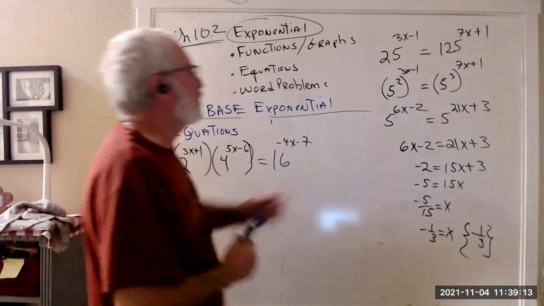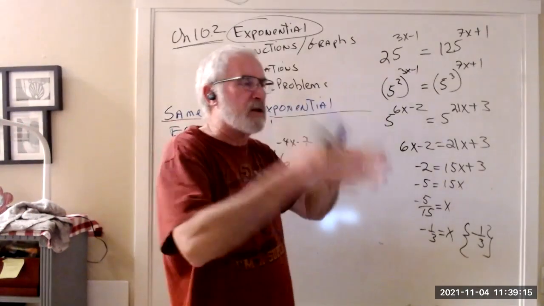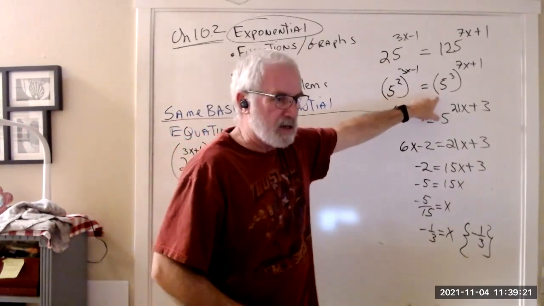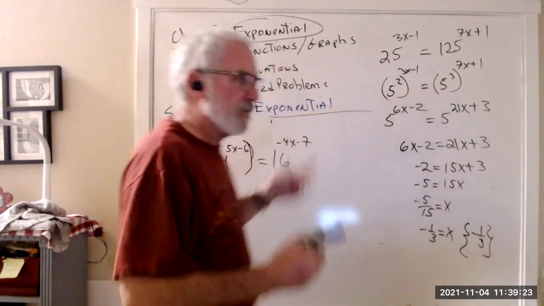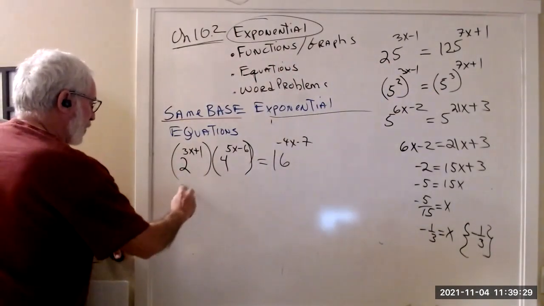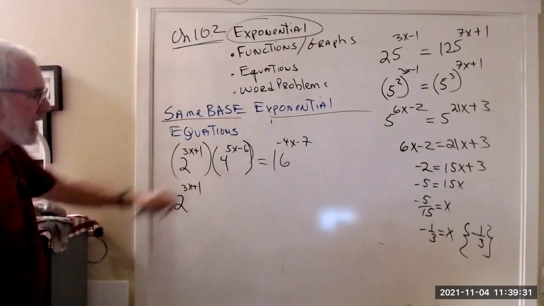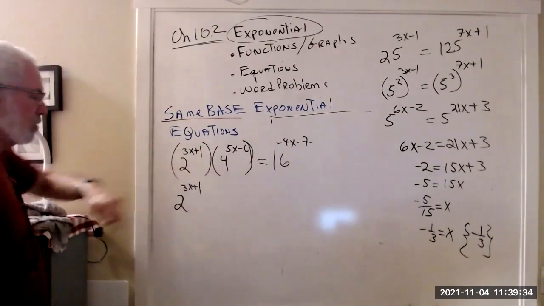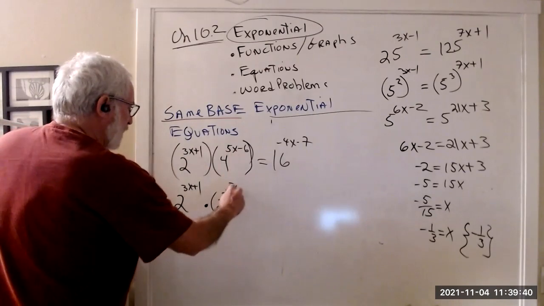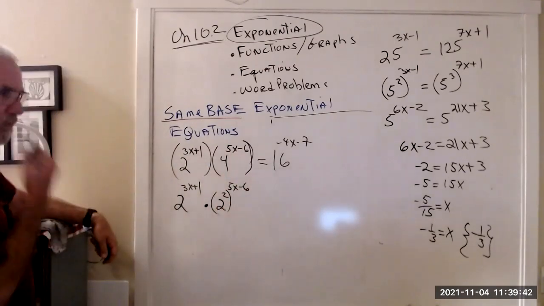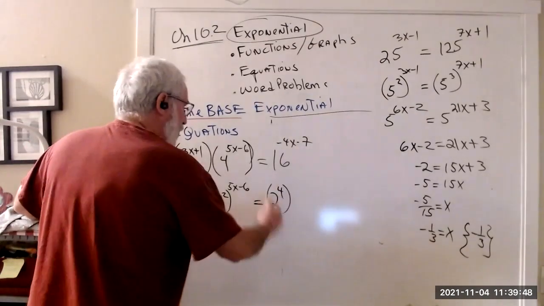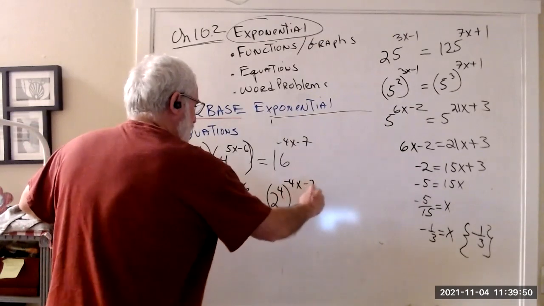Again, the game is we've got to look inside the numbers and see if we can break them down to having the same base. I can't break 2 down anymore, so this is 2 to the 3x plus 1. But I can break down 4. 4 is 2 squared to the 5x minus 6. And 16 is 2 to the 4th to the negative 4x minus 7.